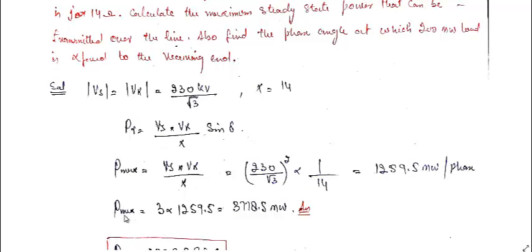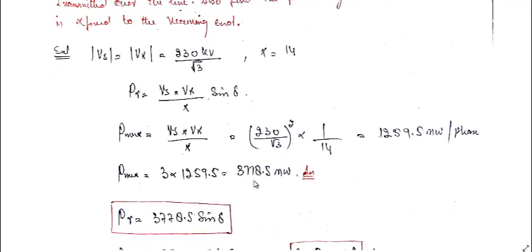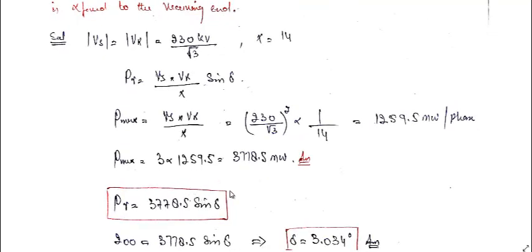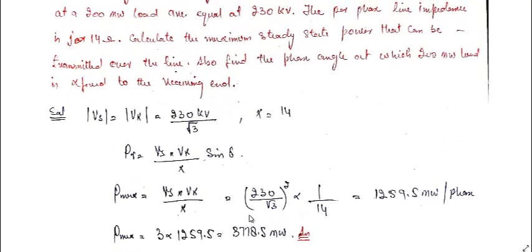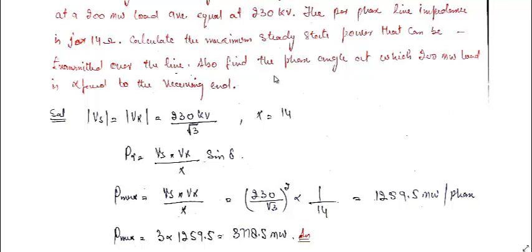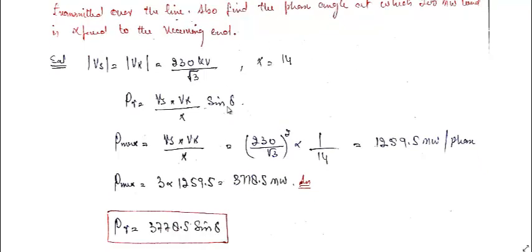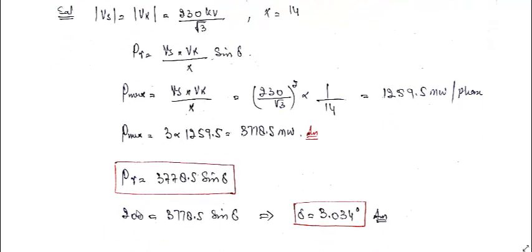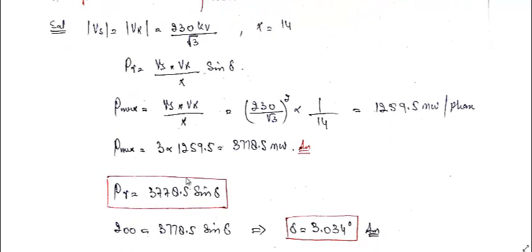Similarly, Pmax for three phase will be three times this. Now this will be Pr. It is said to find the phase angle at which 200 megawatt load is transferred at the receiving end. That means now Pr is equal to 200, and this equation will be right. For three phase, it will be like this. Otherwise, for per phase, it will be divided by 3. I have written it for three phase.